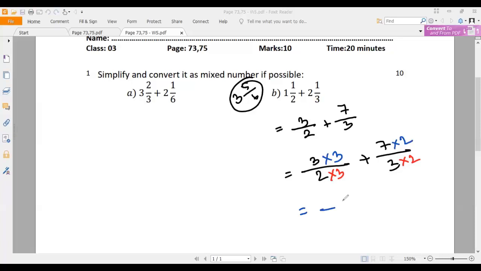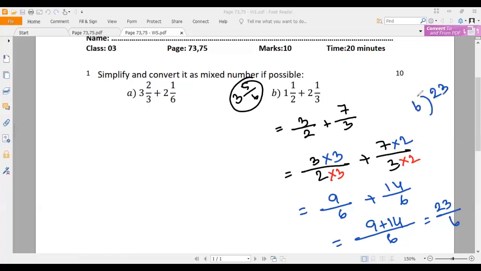Simple. So 3 3s are 9, 2 3s are 6, plus 7 twos are 14, 3 twos are 6. So both denominators are the same. So we have to add the numerators, 9 plus 14. So 9 plus 14, that will be 23. 23 by 6. Now convert this 23 by 6 into a mixed fraction. So we can say 6 3s are 18, remainder is 5. So our final answer should be 3 whole 5 by 6.